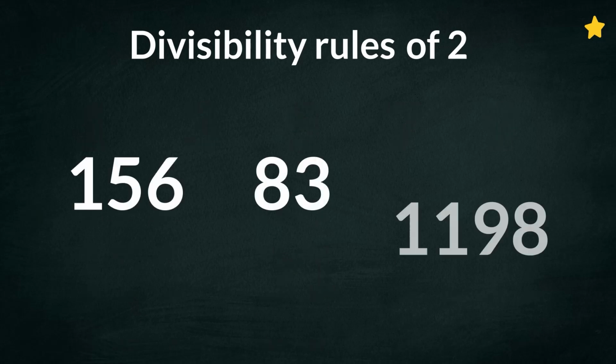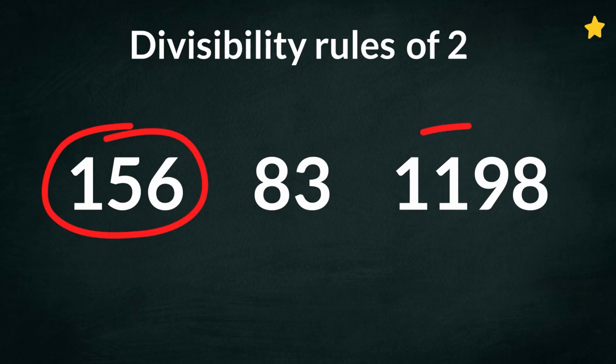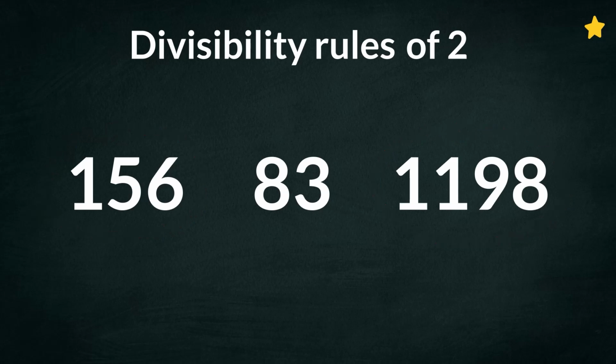Here, let's try to spot the numbers that are divisible by 2 among these. Have you figured it out? If you chose 156 and 1,198, you're correct. These numbers have even digits at the end. It's not 83 because the digit 3 is an odd number.